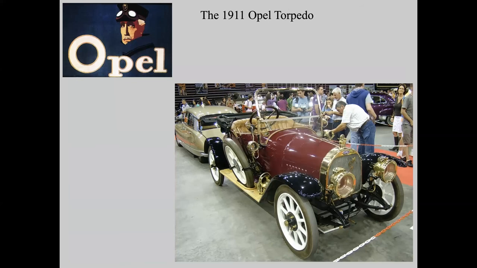So you can kind of imagine this retired military officer tearing around the countryside, screaming through the hills at 25 miles an hour, which would have been very, very fast, but you know what? I want to drive it, so it's okay.